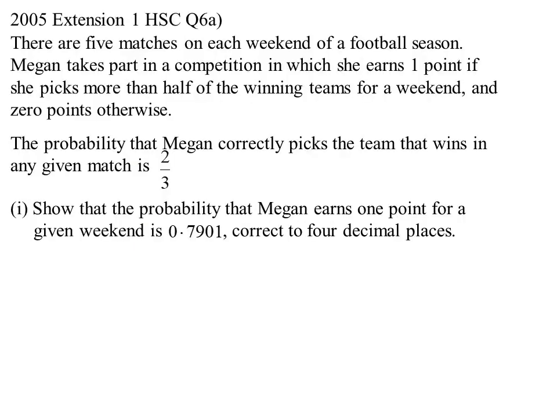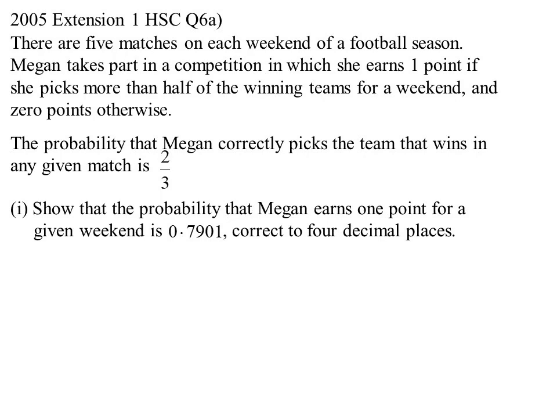Okay, here's one from an HSC. There are 5 matches on each weekend of a football season. Megan takes part in the competition, gets 1 point if she picks half of the winning teams for a weekend and 0 points otherwise. Very strange rules for a tipping competition, but there you go. The probability that she picks a correct team is 2/3. So the probability that she gets 1 point, they're telling us, is going to be 0.7901. We've got to show that that is indeed the correct answer.